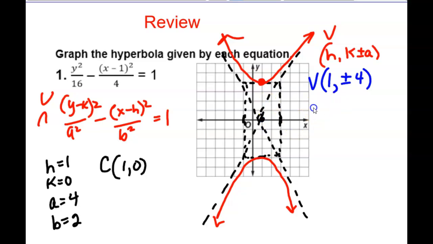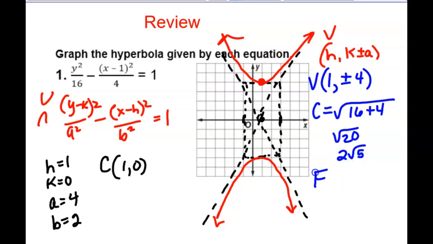Those are our vertices. What do you want to do next? To find c, okay. c is the square root of a squared plus b squared, so it's the square root of 20, or 2 square roots of 5. So those would be added and subtracted onto the center.